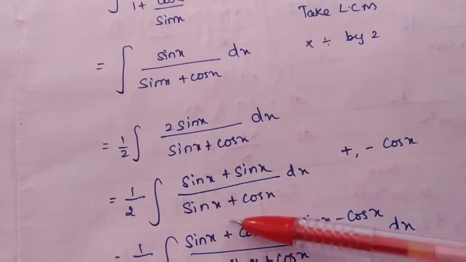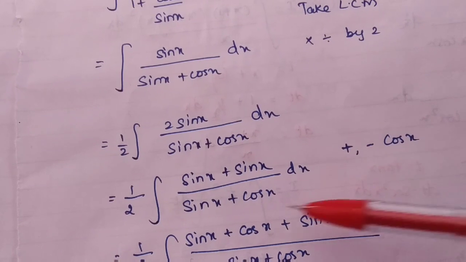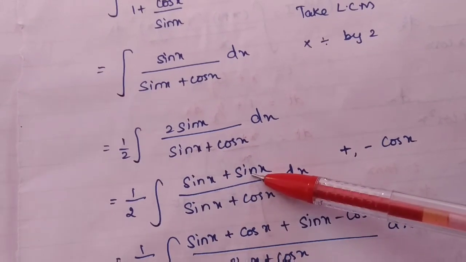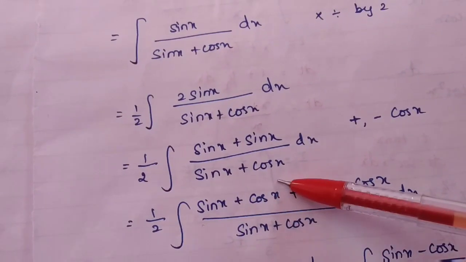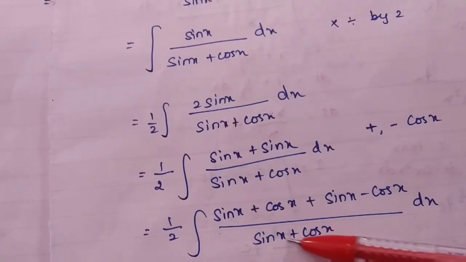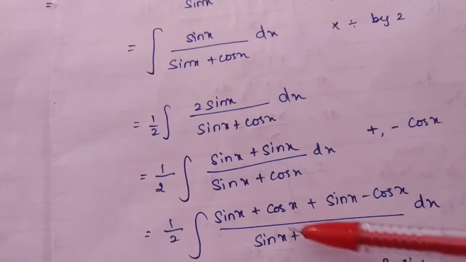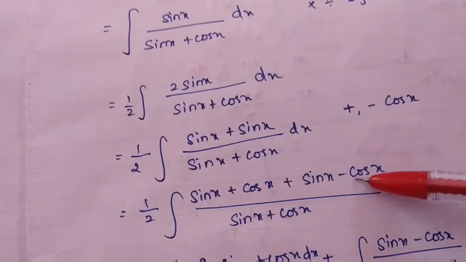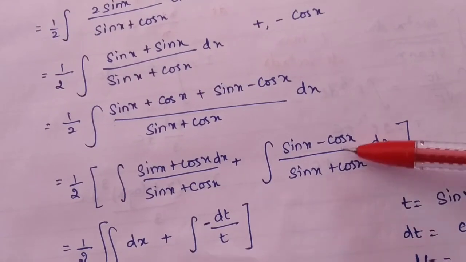When you are adding and subtracting, write plus cos x and minus cos x separately. That is, for this cos x and with this minus cos x. After that, split the integral. Sin x plus cos x, this denominator term is common for both. Therefore, sin x plus cos x divided by sin x plus cos x, and sin x minus cos x divided by sin x plus cos x. That's how I have separated the integral.